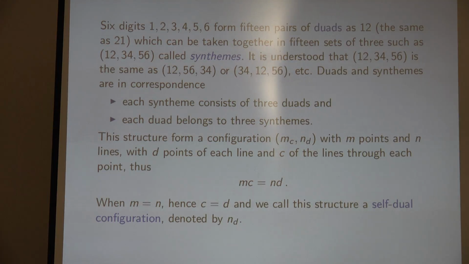This structure of configuration is normally denoted by a tuple (M_C, N_D), where it has M points and N lines, where D points belong to each line, and C of the lines pass through each point. So we have this equality, and if M and N are equal, the points are the same as the lines. So we have that C is equal to D, and you can just denote it N_D, and this is what is called a self-dual configuration. And for example, you can see the Cremona-Richmond configuration is the 15_3.